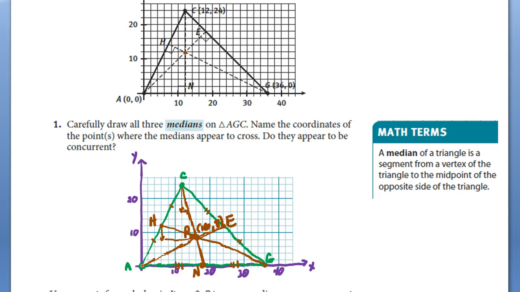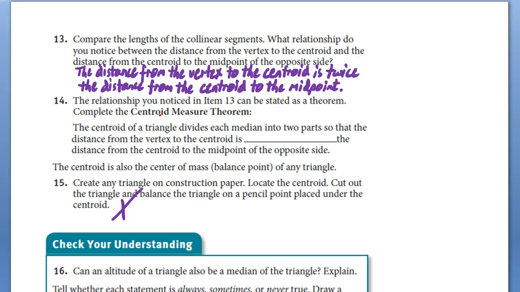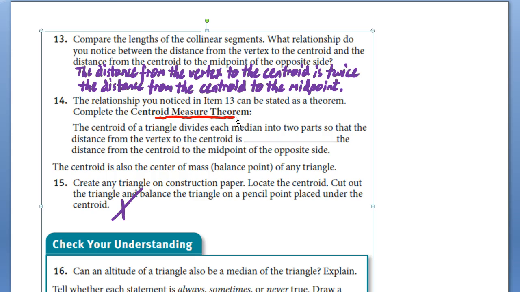As an example, the distance from A to the centroid at point R is twice the distance from R to E. Or let's look at another median. The distance from C to that centroid is twice as long as the distance from the centroid to the midpoint. The same is true for that third median. This relationship is called the centroid measure theorem.